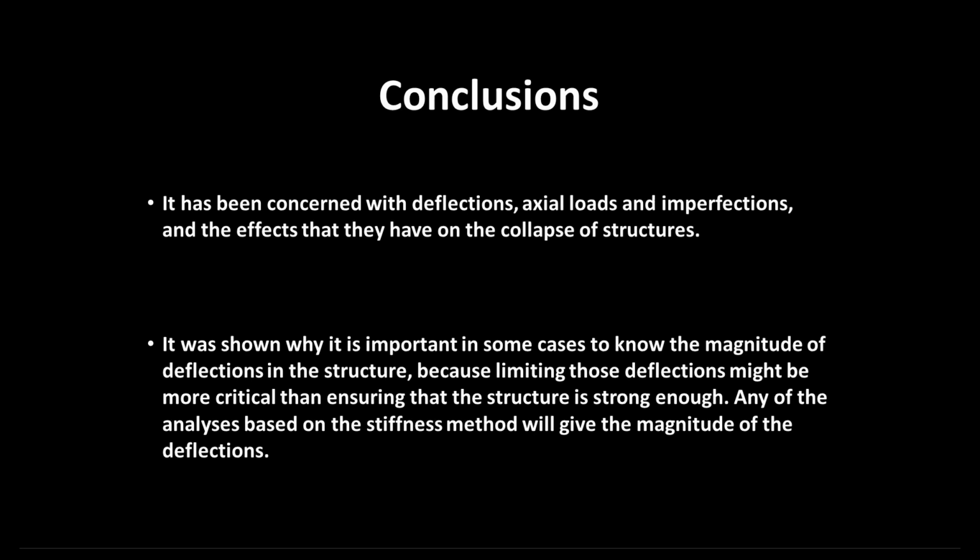In conclusion, what we learned has been concerned with deflections, axial loads, and imperfections, and the effects that they have on the collapse of structures. It was shown why it is important in some cases to know the magnitude of deflections in the structure, because limiting those deflections might be more critical than ensuring that the structure is strong enough. Any of the analysis based on the stiffness method will give the magnitude of the deflections.